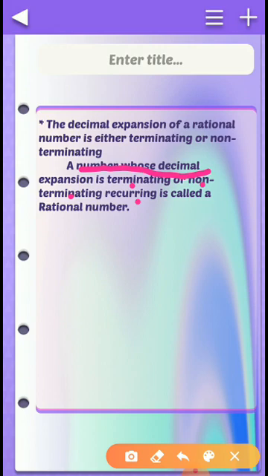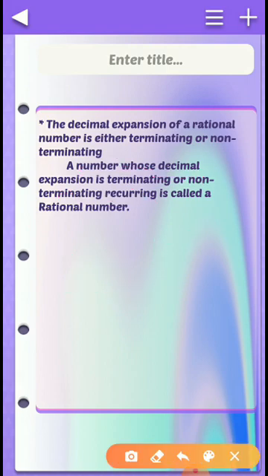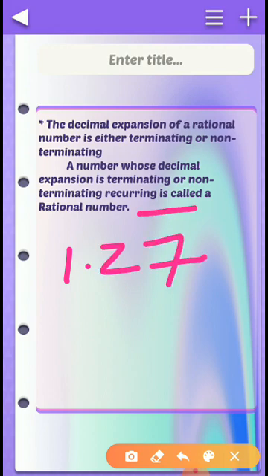That means if I have 0.15, that means this decimal expansion is what? It is terminating. It is stopped. So it is a rational number. Then again, it should be either this or non-terminating recurring. That means if I write it as 1.27 bar, is it a rational number?